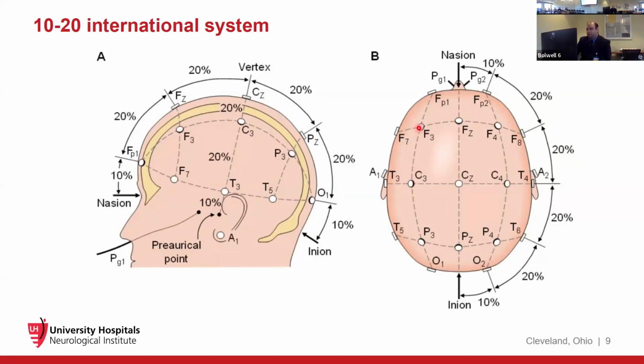And then you have F3, C3, P3, which are parasagittal, right across the midline. And F7, this is old terminology. This is also called T7 and P7. Some people call it T3 and T5. As you can see, it is more over the temporal region, okay? So the reason these electrodes are placed in this manner is so that you are able to look at all the different areas of the brain, okay?